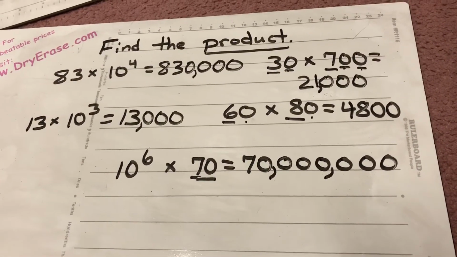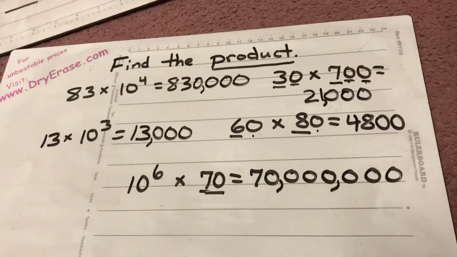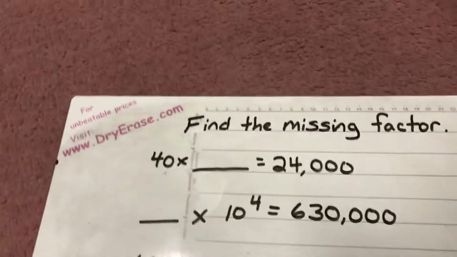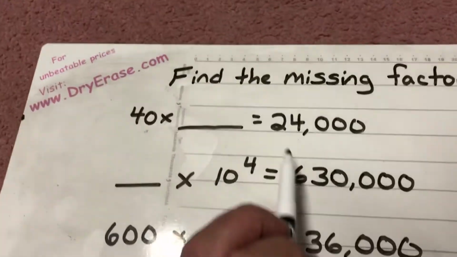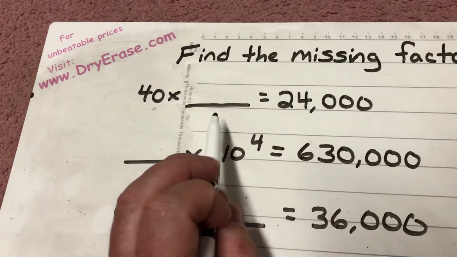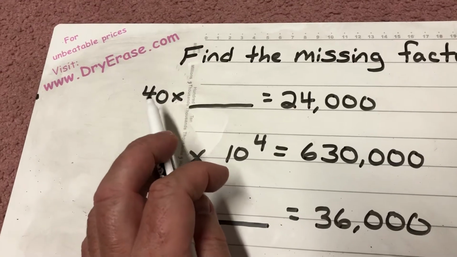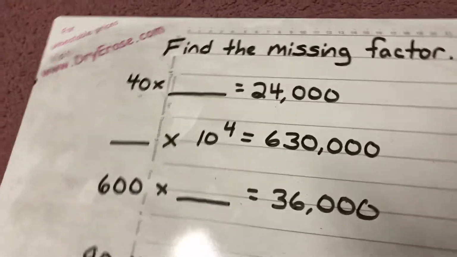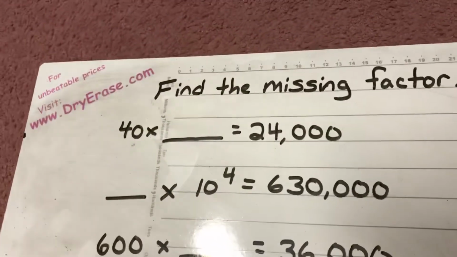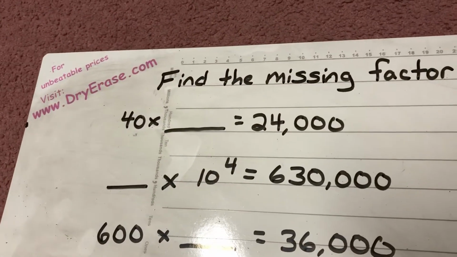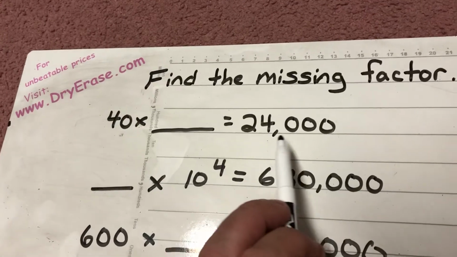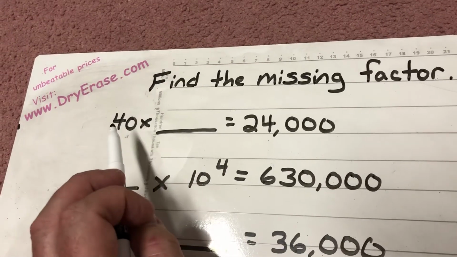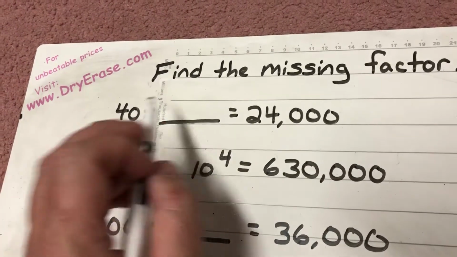All right, well, we'll move on to the second part here, which tells us to find the missing factor, where now we have the product. Now we're basically solving an equation to find the missing number in the problem. And so this is an introduction to solving equations, which is something you'll do later on in your math life. This is 24,000 is equaling 40 times something.